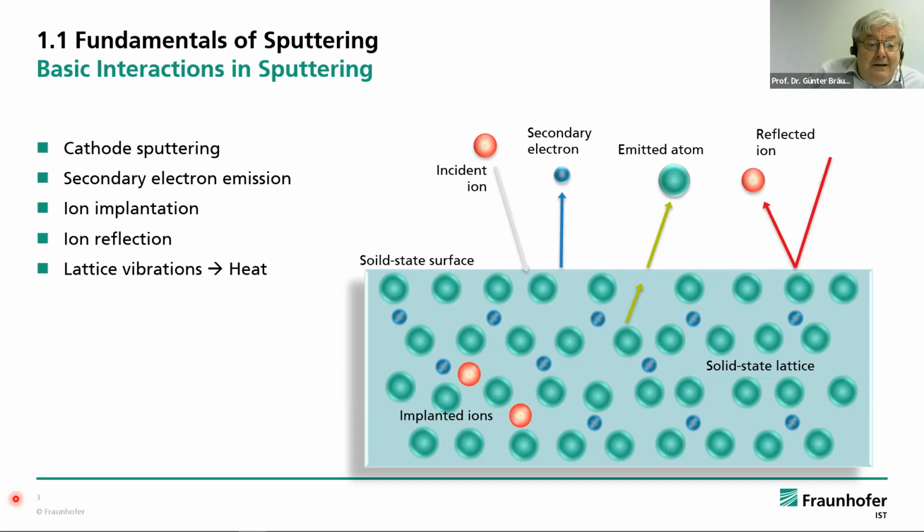And finally, and this is the most important part and the part which is concerning us very much, is the heat generation due to lattice vibrations. So this is the majority of the energy of the ion, as we see later. Next, please.